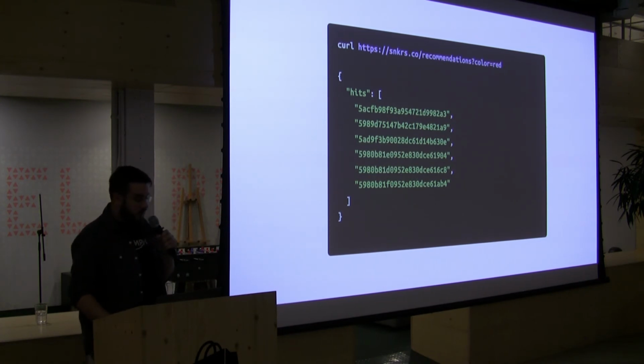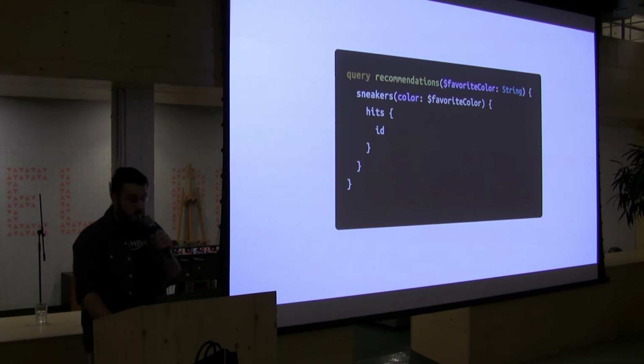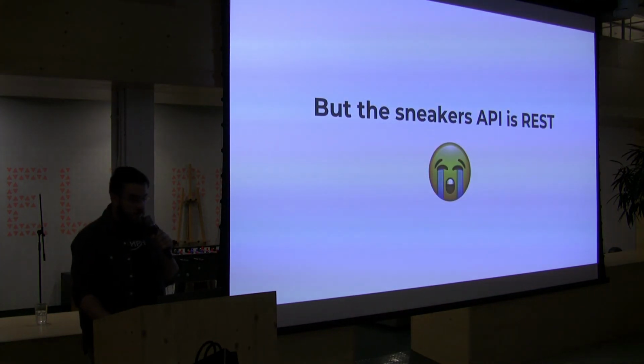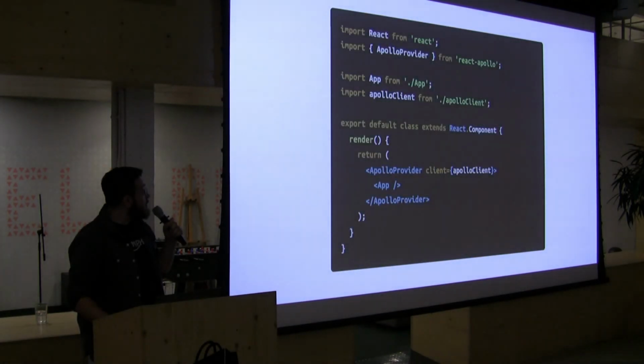What would this look like if the endpoint was in GraphQL? It would probably be a simple query like this, where you could pass in favorite color as a string, and then take that color and get your IDs from hits. Okay, so that's cool and all, but it's just a REST API. So let's start consuming the sneakers REST API to find some cool red sneakers.